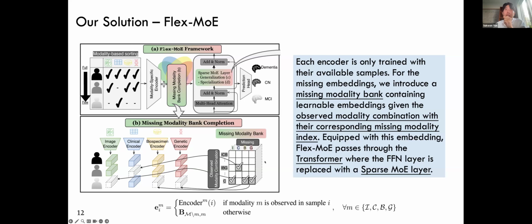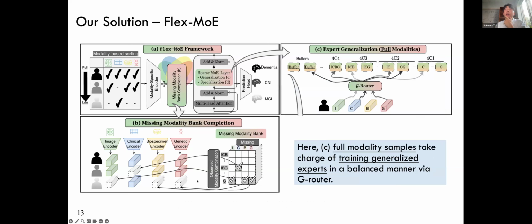The rationale behind using this bank rather than just padding is that these learnable embeddings would have more contextualized and specialized information given this modality combination nature. So if the modality is observed, we just pass it through the encoder. If the modality is not observed, we use this missing modality bank, which consists of the learnable embeddings, and then we have soft learnable embeddings imputed within each patient. And then we move on to expert generalization.